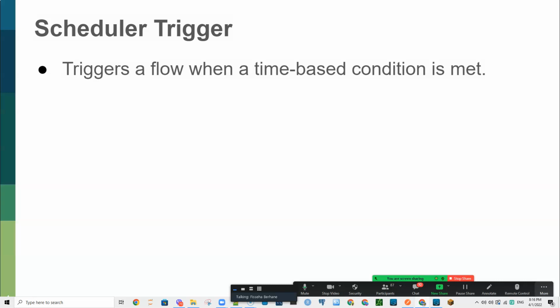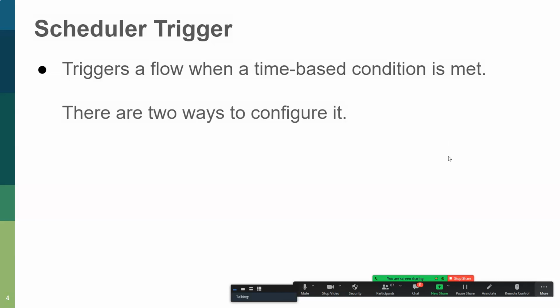Okay, so the scheduler triggers a flow when a time-based condition is met. That is easy. There are two ways to configure it. We are going to see both of them, how we can configure them. First we are going to understand how we can do that, and then we'll get hands-on and do that in Anypoint Studio itself.